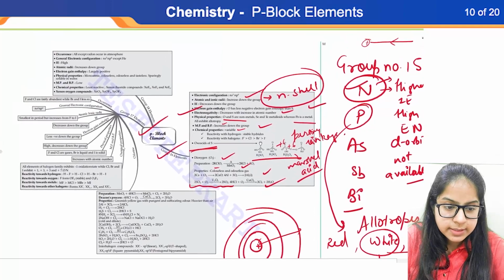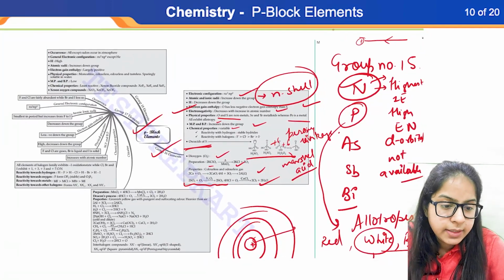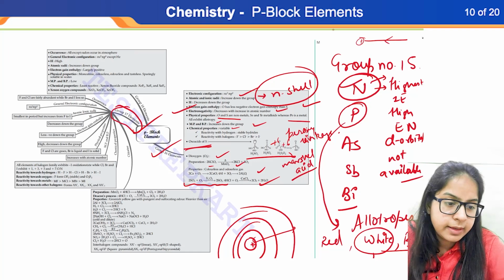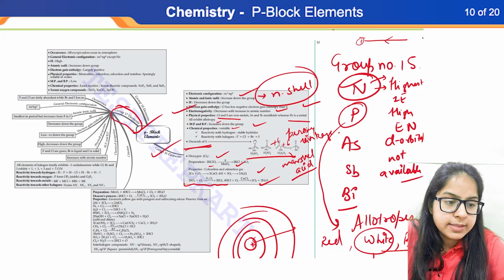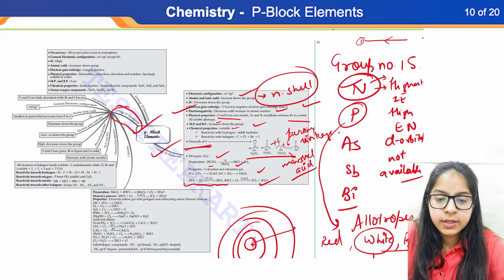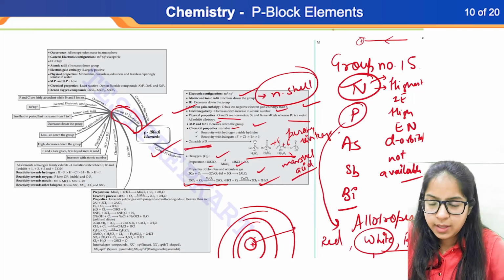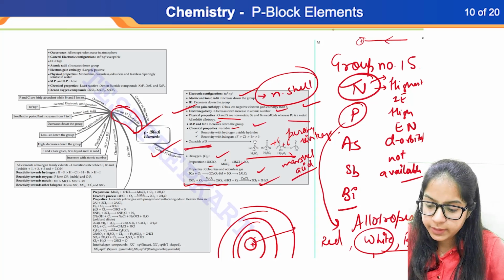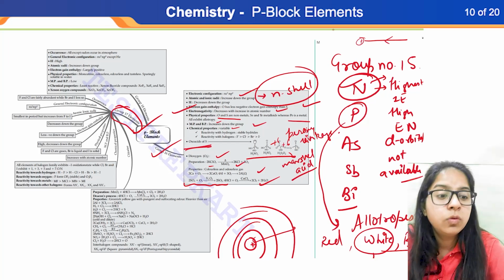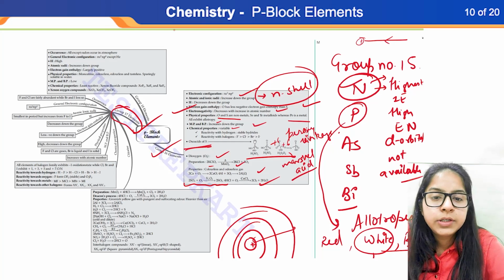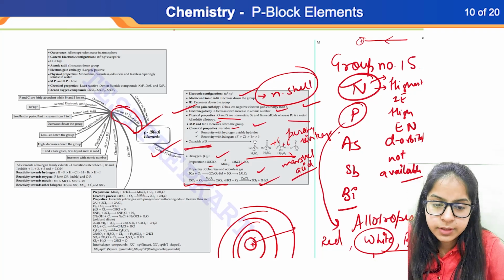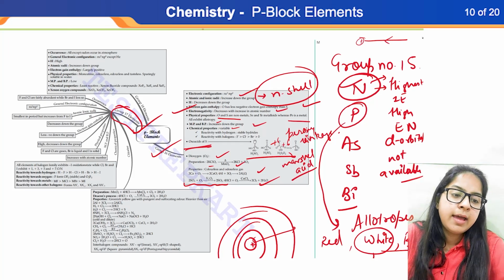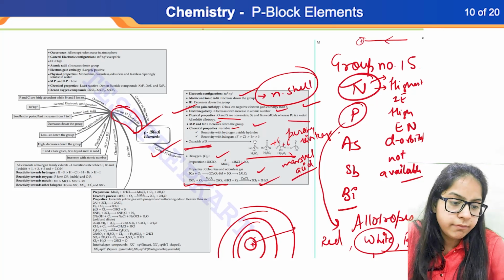Now the next group is group number 17. Group number 17 is also a very important group. Here the occurrence: fluorine and chlorine are fairly abundant, while bromine and iodine are less so. Chlorine is very important because it has importance in biological activities also, and it is there in the synthesis of chloroquine. Okay, quinine is used as a medicine for malaria treatment, chloroquine is also used somewhere.